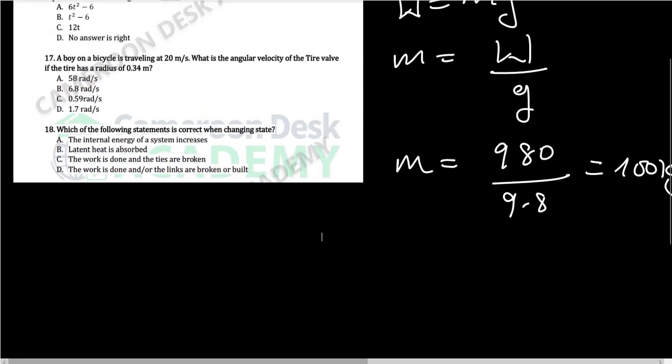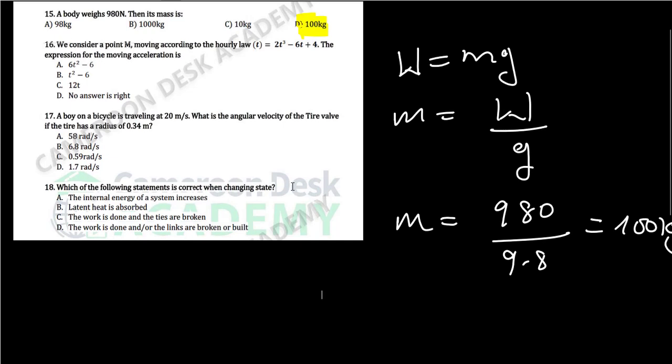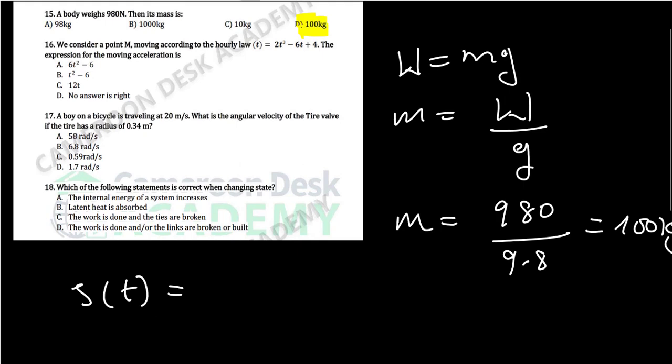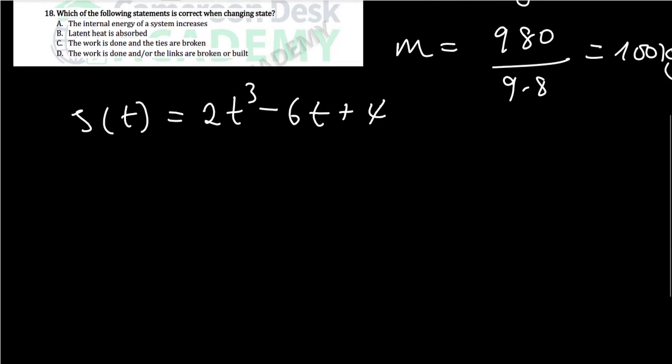The next question says, if we consider a point M moving according to the hourly law S of t, because it is a displacement equation, S of t is equal to 2t cubed minus 6t plus 4. The expression for the moving acceleration is, so the acceleration is the second derivative of the displacement with respect to time.